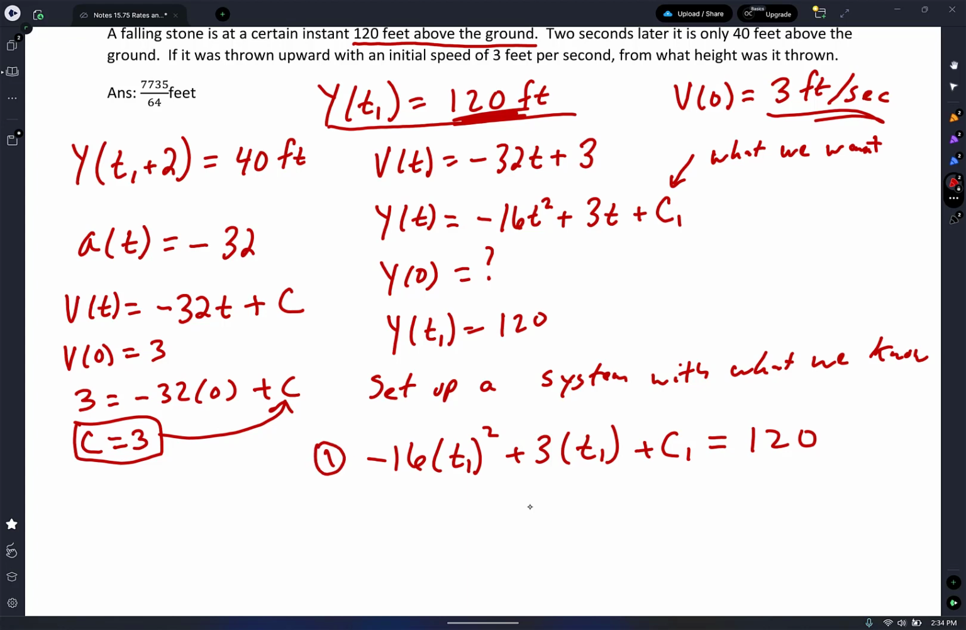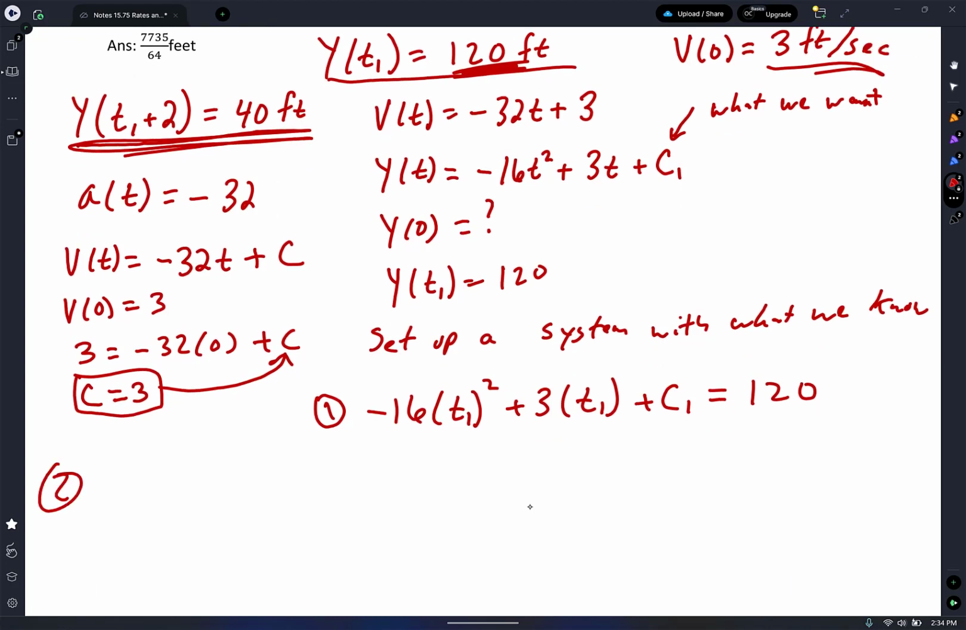We need a second equation. Here we go. I know T1 plus 2, I'm at 40 feet. So I'm going to write equation 2, and I'm going to write negative 16. All I'm doing is plugging in T1 plus 2, guys. T1 plus 2 seconds later, close it, squared. Okay, are we still okay? Plus 3, parenthesis, T1 plus 2, close it, plus that same C1 equals 40. We're just doing algebra. We haven't done anything crazy. Are we still okay? All right.